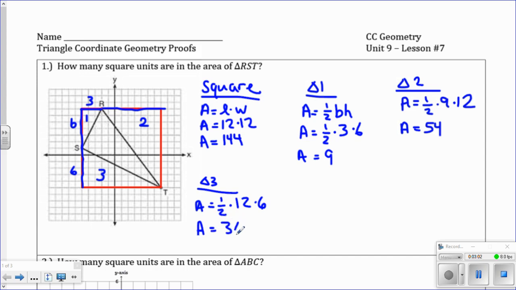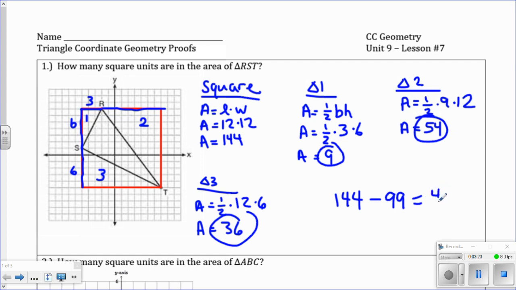And at this point, you're just going to take the square, which is 144. I'm going to subtract out those 3 triangles because then I'll be left with triangle RST. So if you add up triangle 1, which is 9, triangle 2, which is 54, triangle 3, which is 36, add those up, you are going to get 99. So when I subtract out the 3 triangles, I get an area of 45. So triangle RST has an area of 45 square units.